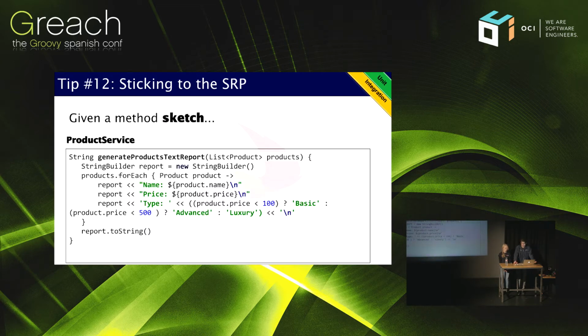So, to illustrate the importance of the single responsibility principle, we can see an example. This generate products in text wrapper method receives a list of products to generate a simple string text report. Inside the method, we iterate over the list of products, and we compute the type of the product based on its price, and it generates the report. However, we can differentiate several responsibilities in this method.